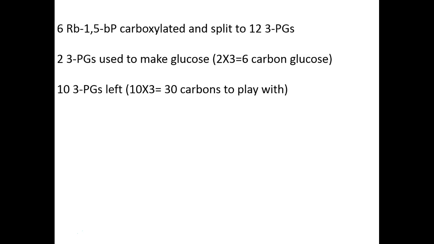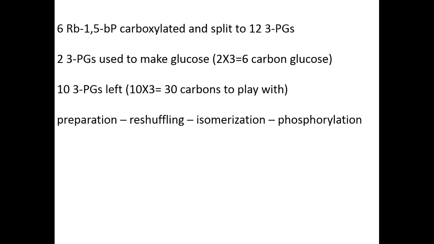That left us with 10 molecules of 3-phosphoglycerate that we have yet to use. If each of those 3-phosphoglycerates is 3 carbons in length, we actually have 30 carbons total to play with. Well, what do we do with them? First we take some of those 3-PGs and we make fructose 6-phosphate. And we take others and we make DAP, and we take others and we make GAP, and we prepare all of these different ingredients, but still among all those molecules, all we have are the 30 carbons we were playing with.